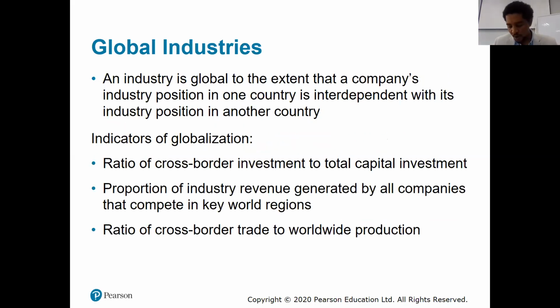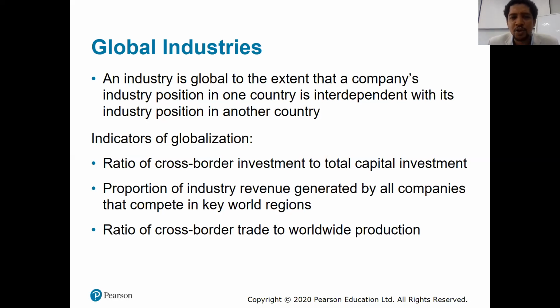Then what are global industries? Okay, so a global industry is not just global competition. It is something that is achieved by integration and leveraging of operations worldwide. So when we say an industry is global, it doesn't only mean it's about global competition. It is leveraging or integrating your operations worldwide.